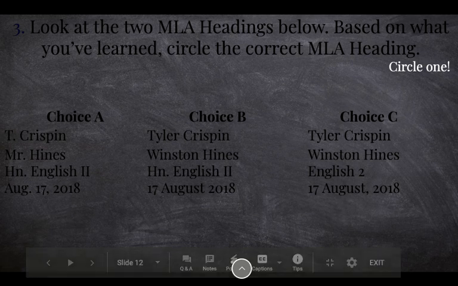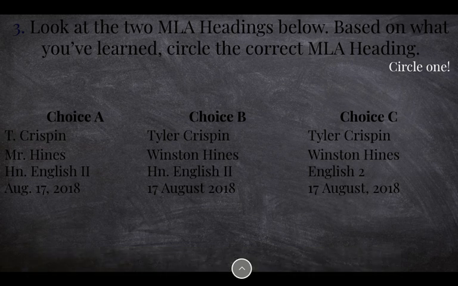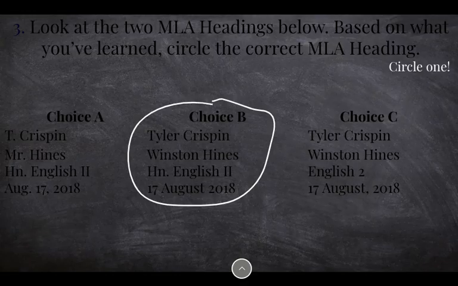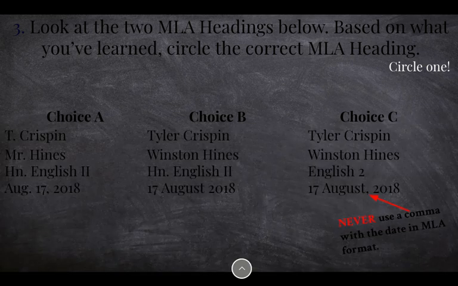So now that you've learned a little bit about MLA headings, I want you to look at the MLA headings below and, based on what you've learned, circle the correct MLA heading. If you said B, you are exactly correct. Now, if you notice, B and C are very similar, but there's one key difference, the comma after the month. Another important tip: never use a comma with the date in MLA format. Always, always, always stick with the format in choice B. In MLA format, you don't need a comma to separate the month from the day. Why? Because the day came first.